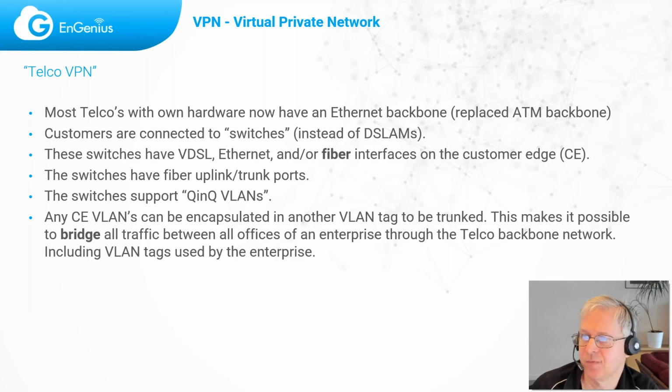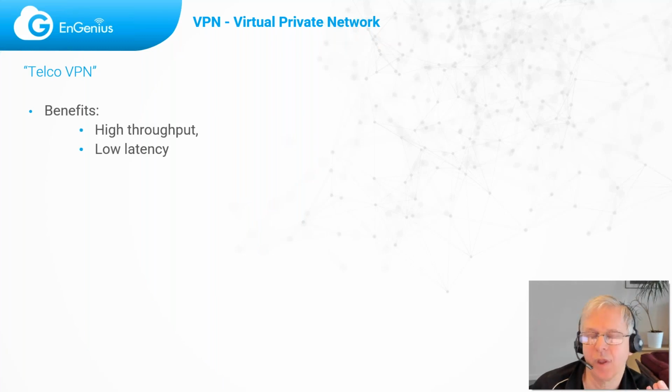So in the end, this makes it possible, if you connect multiple of your offices of your enterprise to the same VLAN, same telco VLAN, then you will just have a bridge network between all your offices. It will be a flat bridge network. Of course, this is a choice you can make. You can still put a router in between and make it do NAT if you wish.